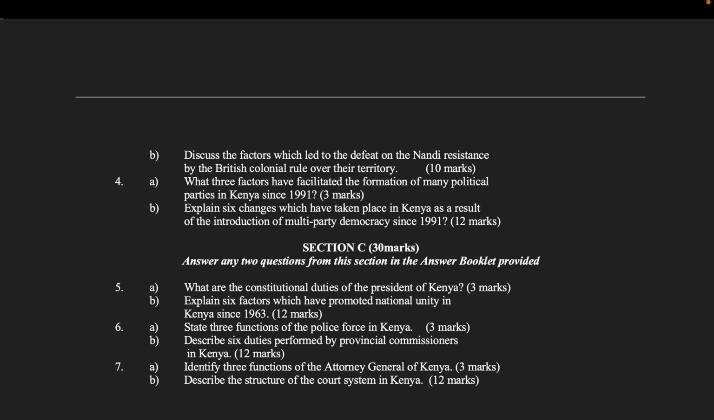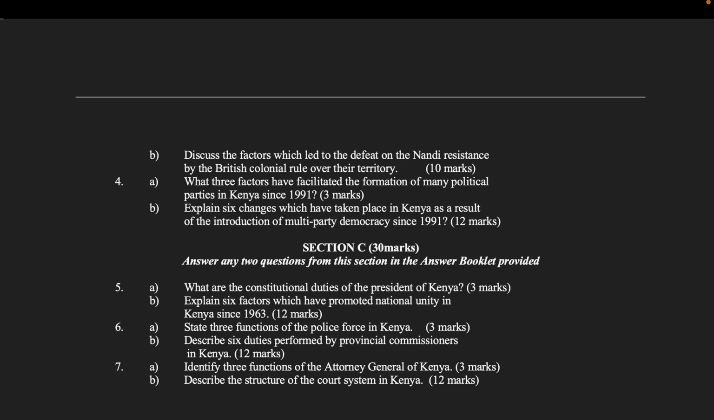4a. What 3 factors have facilitated the formation of many political parties in Kenya since 1991? Amendment of Section 2 in the Kenyan Constitution to allow the formation of other parties in Kenya. External pressure from the international community. Internal agitation for multipartyism. End of the Cold War. The collapse of the USSR made it possible for the USA to exert pressure on Kenya and other African countries. Economic hardships within the country.